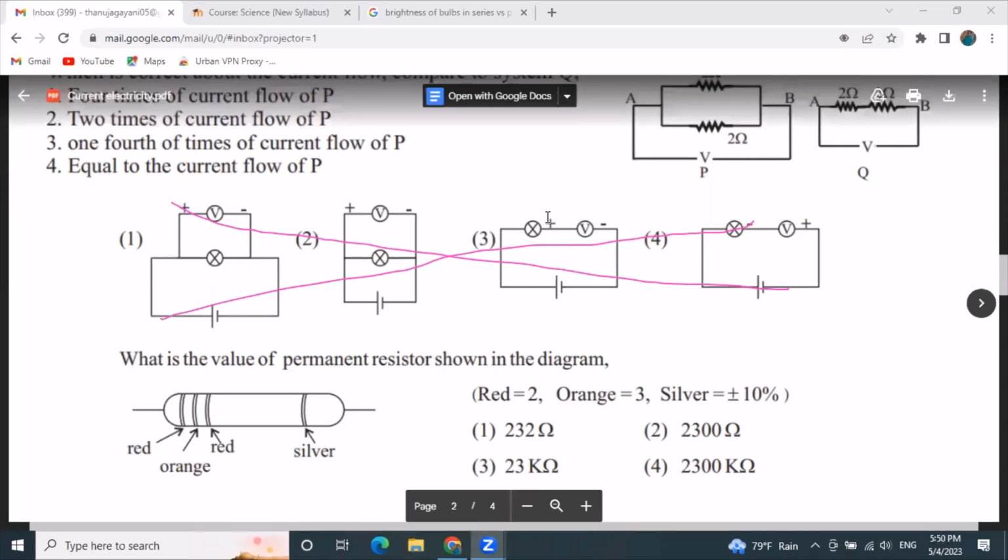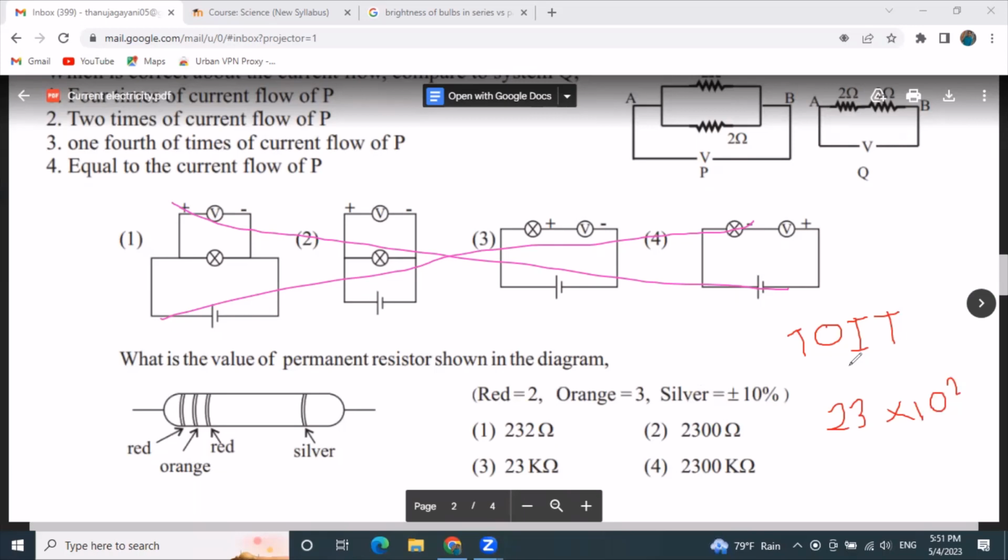We know that to find the resistance of a fixed value resistor, the first color band denotes the tens place, the second one the ones place, the third one is the index, and the fourth one is the tolerance value. Accordingly, the tens place is 2, the ones place is orange, that means 3, that means 23, and the index value is again 2, that means 23 into 10 to the power 2.